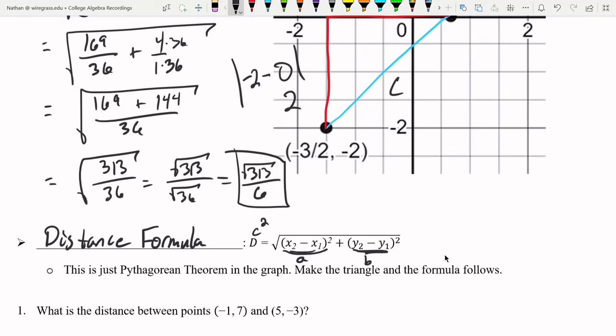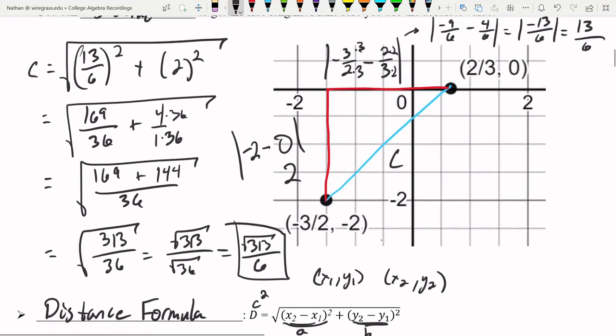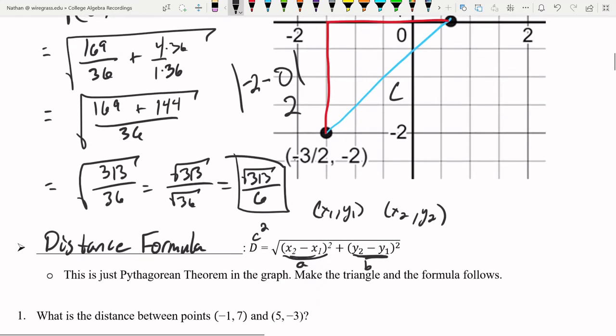So knowing the points x1, y1, and x2, y2, that's actually what I was doing here. I was doing x1, y1. Sorry, x1 minus x2, then y1 minus y2, or the other way around. The absolute value allows you to do it either way. The same thing is true for the square. The square allows you to do it either way. But that's all the distance formula is.